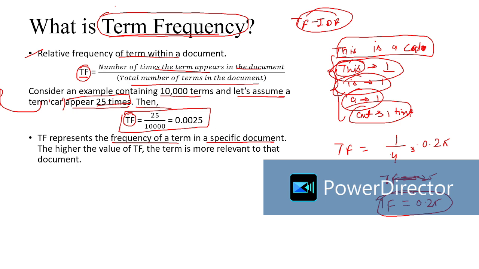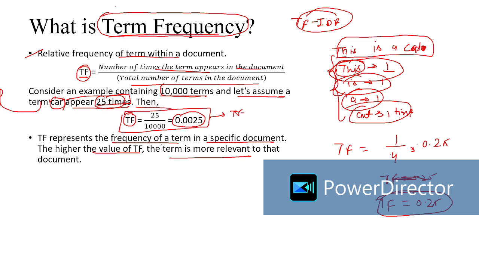So this is our document which contains 10,000 terms, and the term is car, which appears 25 times. This is the frequency of car in the document, 0.0025. The higher the value of TF, meaning if my TF value is high, then the term is more relevant to the document.